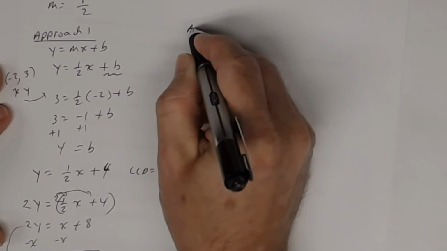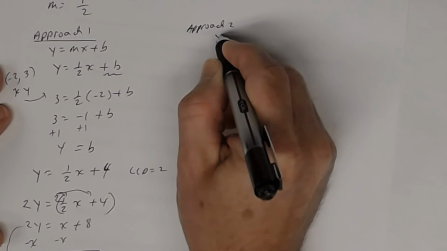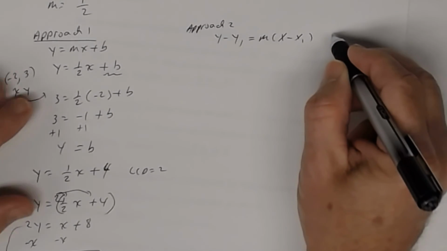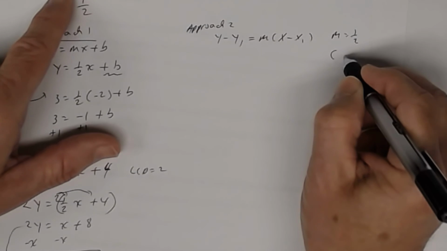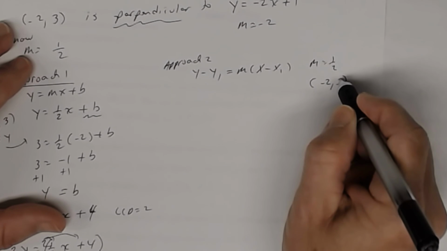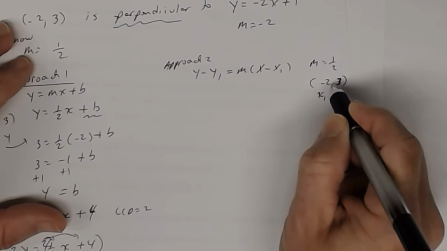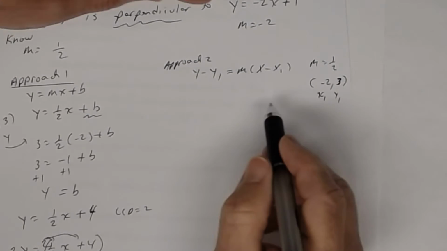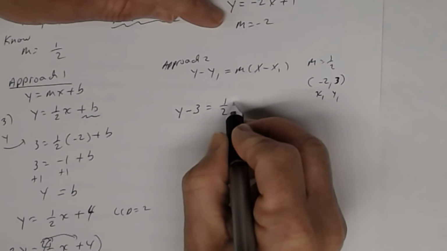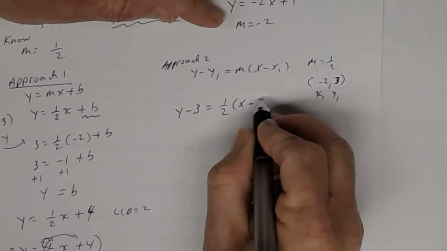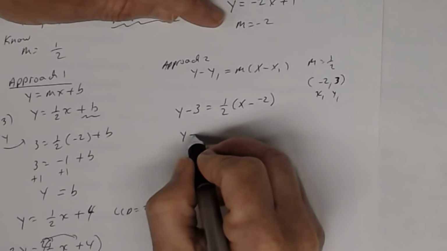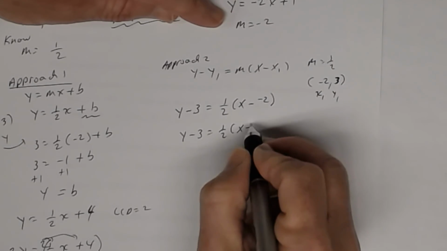Approach 2, that's point-slope form: y minus y1 equals the slope times x minus x1. So your slope is 1/2, and a point on that line is negative 2, 3, right? That's right here. When using point-slope form, you're going to let x1 be negative 2 and y1 be 3. So let's go ahead and substitute. I get y subtract 3 equals 1/2 times x subtract negative 2. Let's simplify this parentheses. So y subtract 3 equals 1/2 times x plus 2.